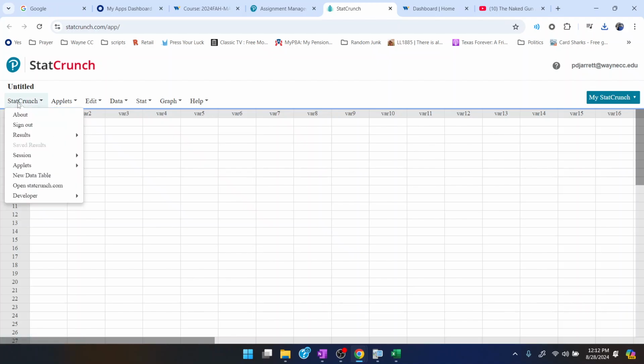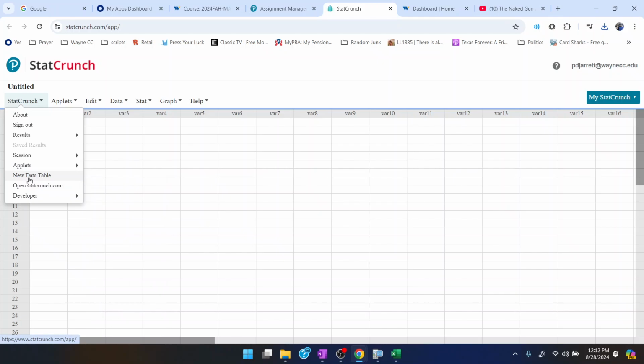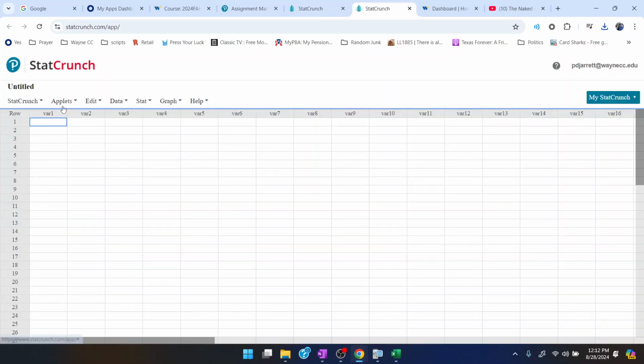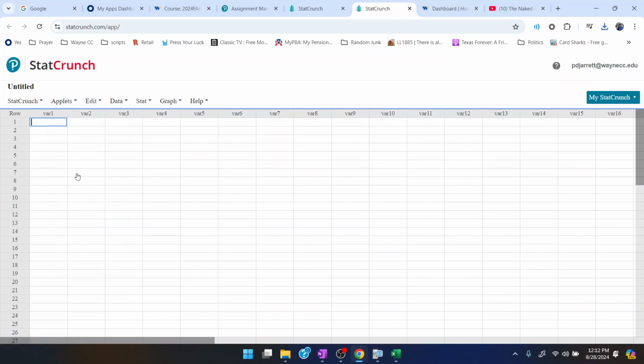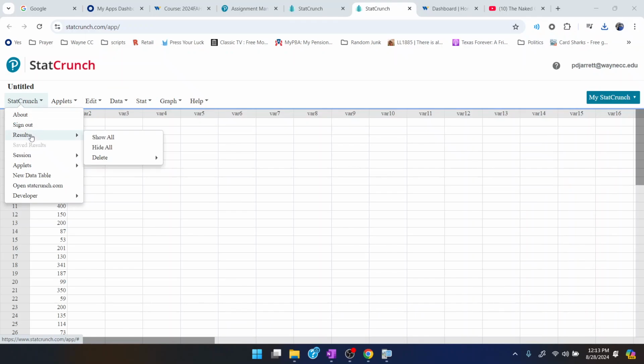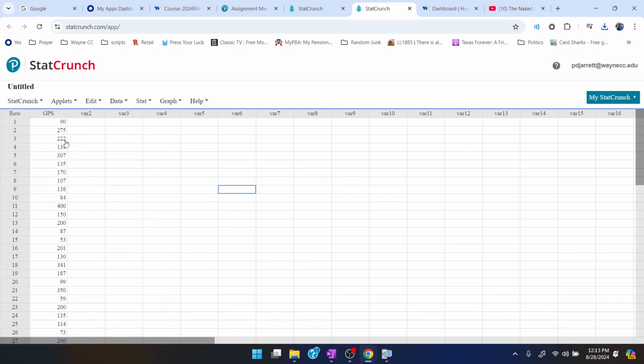Peyton just asked a great question. How do I do a new StatCrunch? Go to new data table. Do you have to? No, but I'm doing that anyway because I'm OCD. All right, so there's all the GPS prices. How do you do a new one? Go to StatCrunch and under, where? Yeah, it's somewhere there. All right, good.